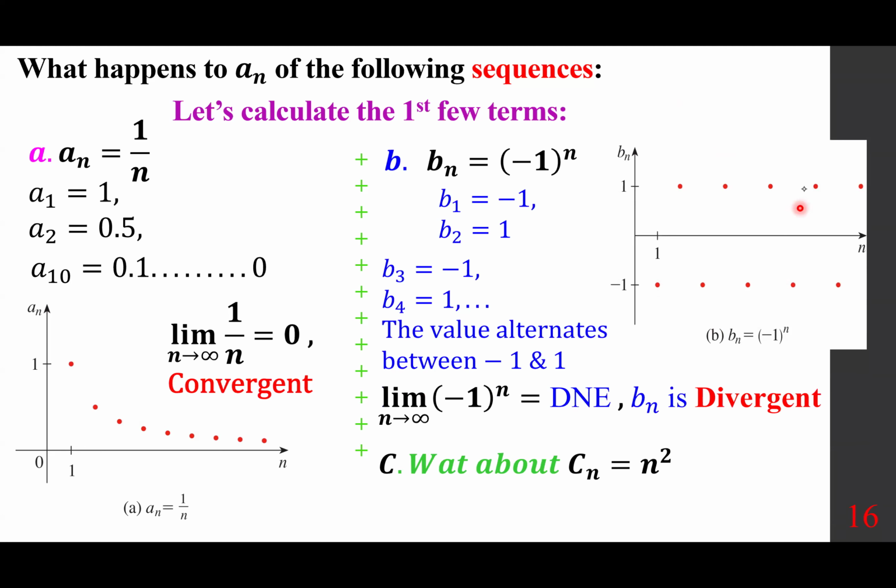What about a sub n equals n squared? Well, if I put 1, I get 1 squared, which is 1. Then 2 gives 4, 3 gives 9, 4 gives 16, 5 gives 25. So obviously it keeps on going and tends to infinity. Therefore, it is a divergent sequence.